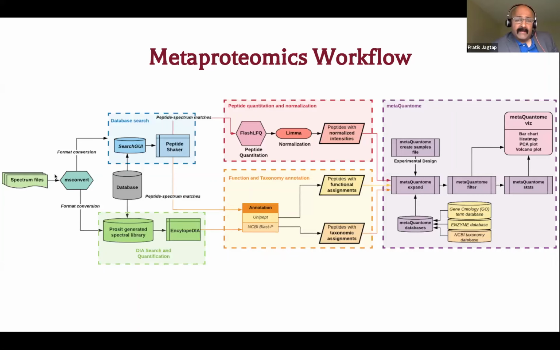Just to give a very brief overview, apart from the detection methods that I talked about earlier, let's just focus on the top part here, wherein you use SearchGUI and PeptideShaker. We also use quantitation tools such as FlashLFQ, which comes from the University of Wisconsin and which we have installed in Galaxy. Once we have the outputs from that, they go into this MetaQuantome tool, which has multiple modules. Eventually, after statistical analysis is done, you get these visualization outputs from MetaQuantome. I'll talk a little bit about that as we proceed.